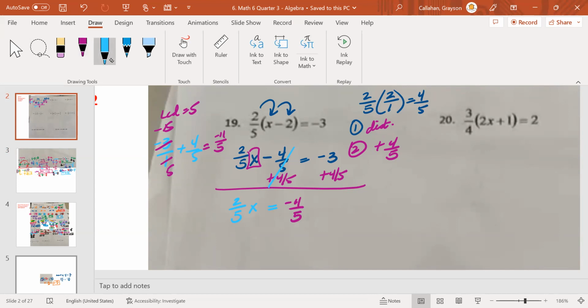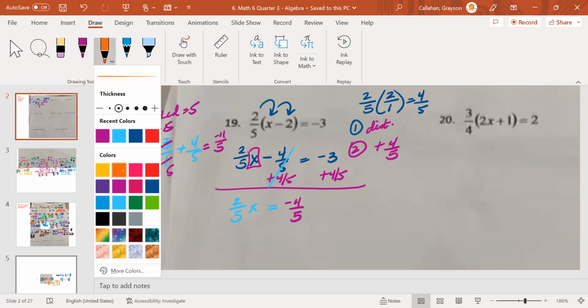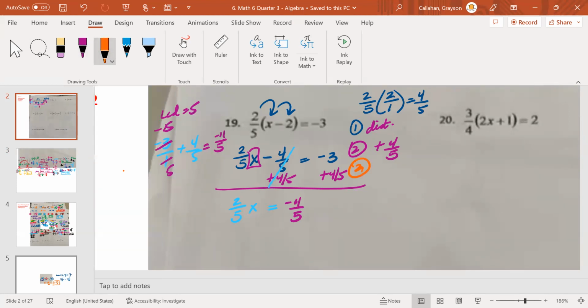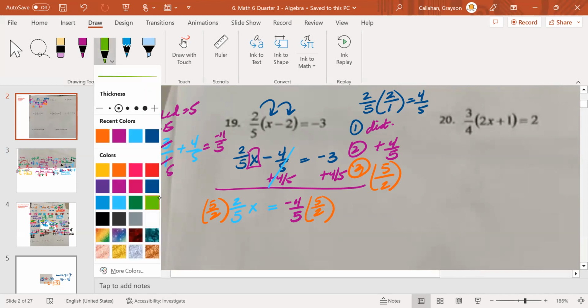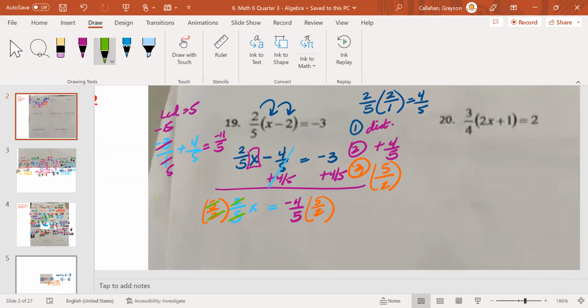Now, to get rid of a 2/5, you want to do the reciprocal. Multiply both sides by the reciprocal. So step 3 is multiplying everything by 5/2, on the right side and the left side. And then what ends up happening is that your 5 cancels, 2 cancels, x is now by itself.